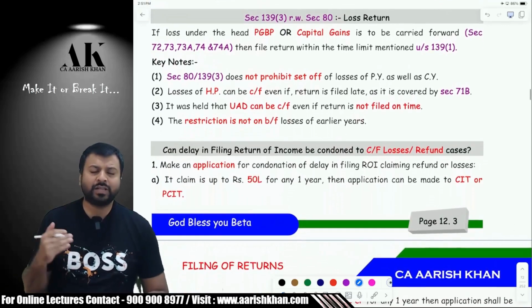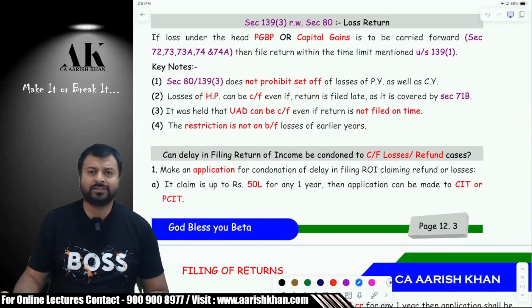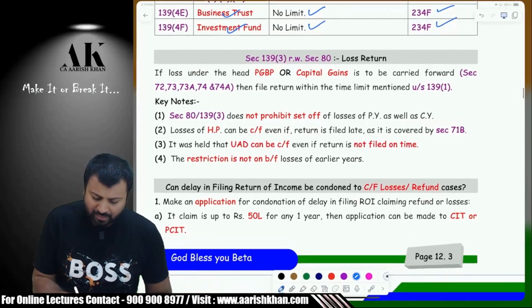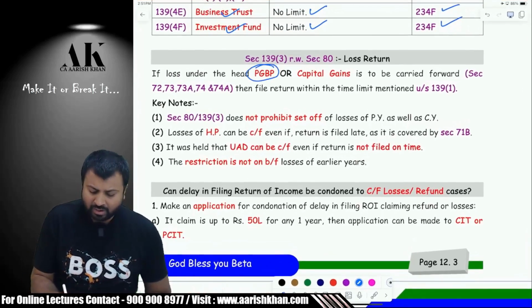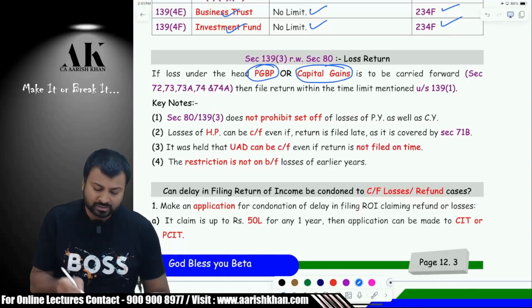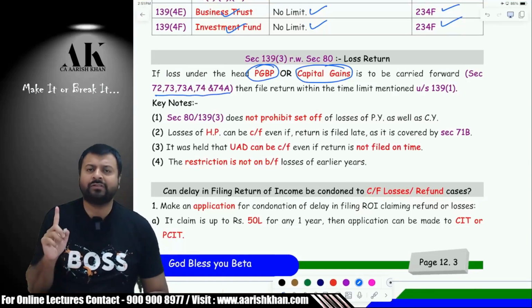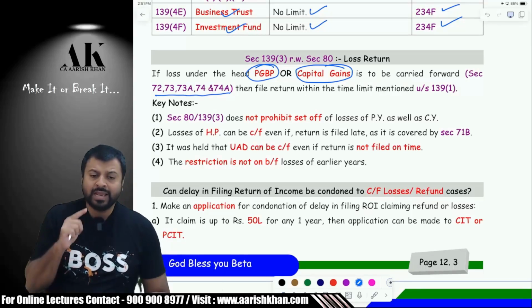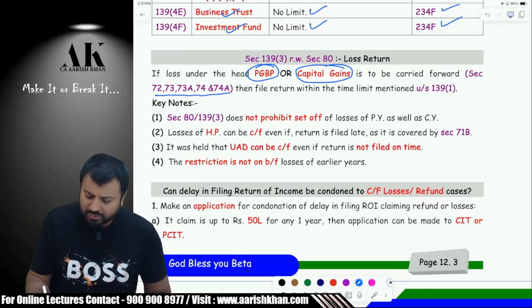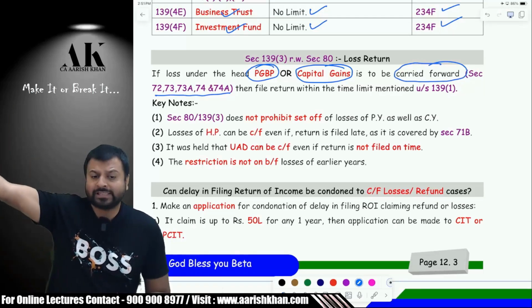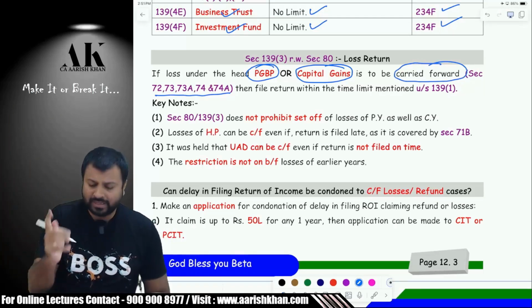Okay. Now coming to the next section, 139(3) read with section 80, that is loss return. The law says that if there is a PGBP loss, or if there is a CG loss, capital gains loss, which is covered under these sections 72, 73, 73A, 74, 74A, and if you want to carry forward these losses, what do you want to do? Carry forward to the next year and set off. Then you have to file the return on time.